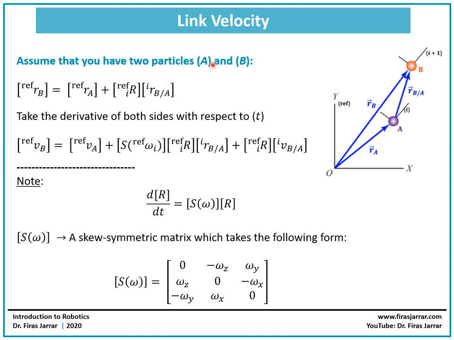So here we can see that the position vector B is in reality the summation of position vector A plus the position vector B with respect to A. However, after pre-multiplying it with a rotation matrix, this rotation matrix is used to map RB with respect to A from being expressed in the I frame to being expressed in the reference frame. So all of the three vectors now would become expressed in the same reference frame. You can think about it as if I is cancelling out.